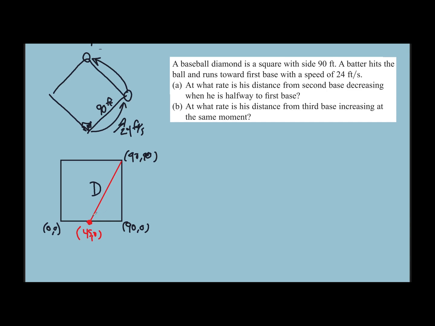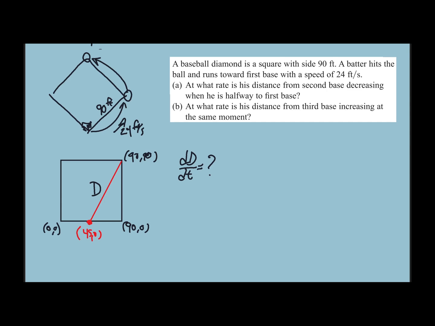So we know that the player's running this way. You can tell that the distance is going to decrease because this distance is going to be 90, and this distance would be a little more, this distance would be a little more. So it should be a negative that we come up with, and they're asking for what? At what rate is his distance decreasing? So that's going to be dD/dt, and that's what they're asking for.